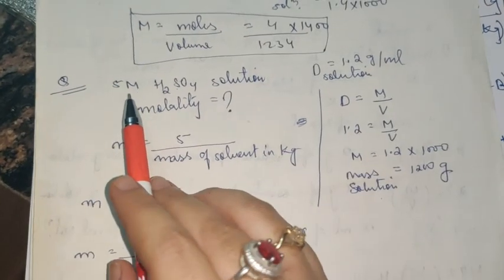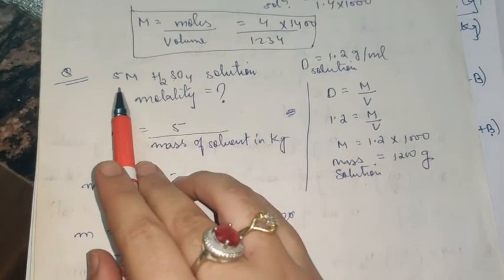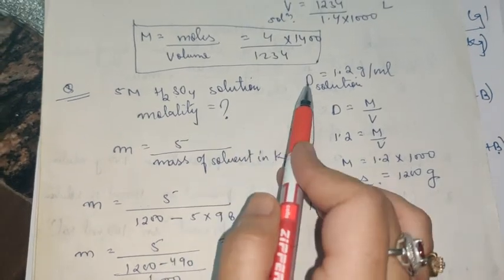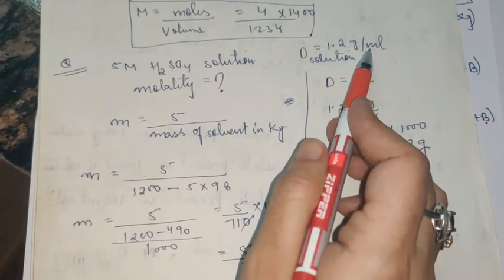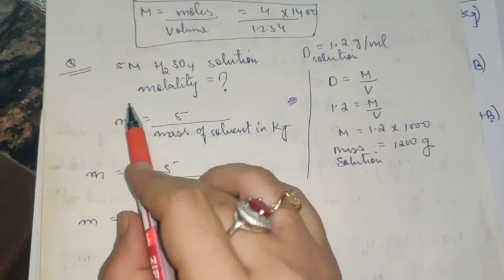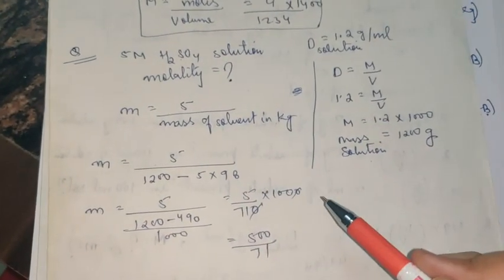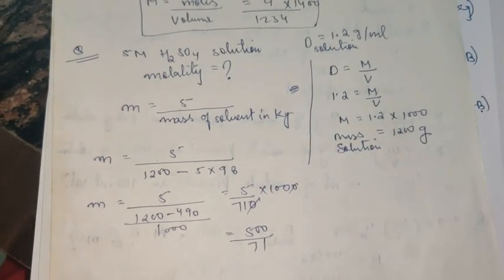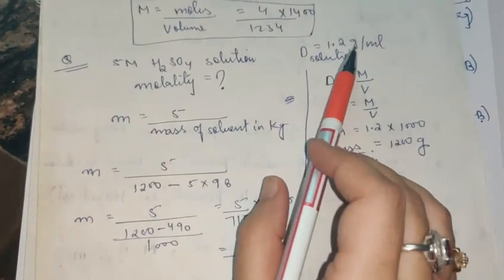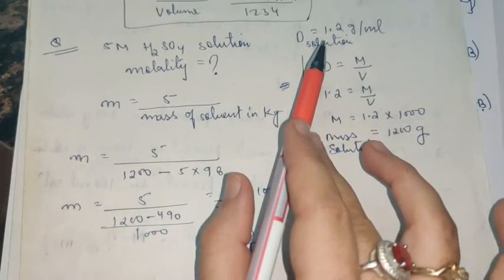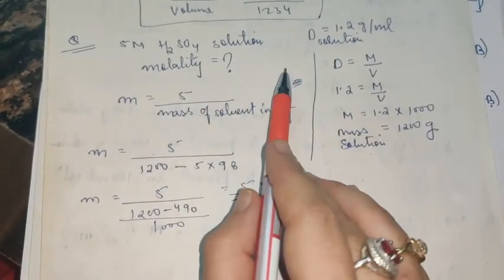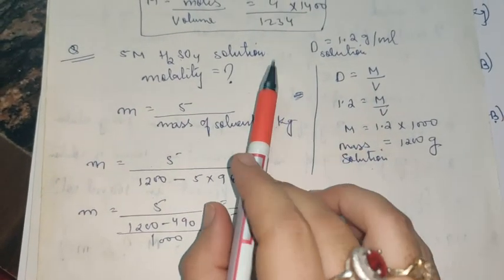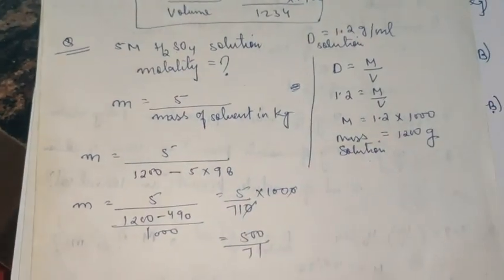Here is another question which you can try solving on your own. 5 ml H2SO4 solution is given. Density of the solution is given, 1.2 gram per ml. You need to find out molality. The solution is in front of you, but you will use your brain, you will try to solve it and then you can compare. Fine, these questions are not part of your book. This is just created to make you understand the concept, right? So children, please try to solve this and then let me know whether you have understood or not.